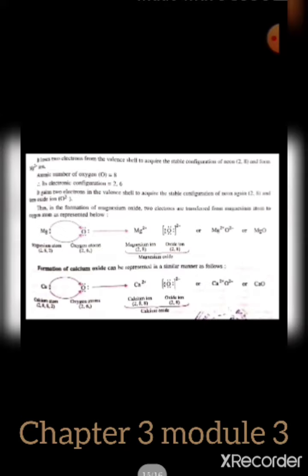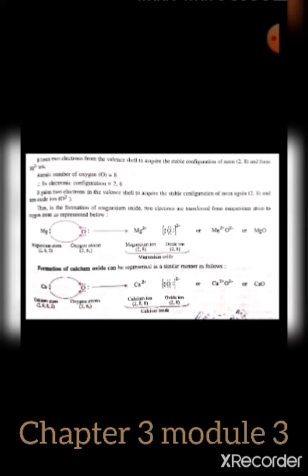Magnesium configuration is 2,8,2. It loses 2 electrons, and the atomic number of oxygen is 8, so its configuration will be 2,6. To complete the octet, oxygen requires 2 electrons, so it will gain 2 electrons from magnesium directly. One magnesium atom will donate 2 electrons, and one oxygen atom will take 2 electrons. As a result, the compound MgO, magnesium oxide, is formed.